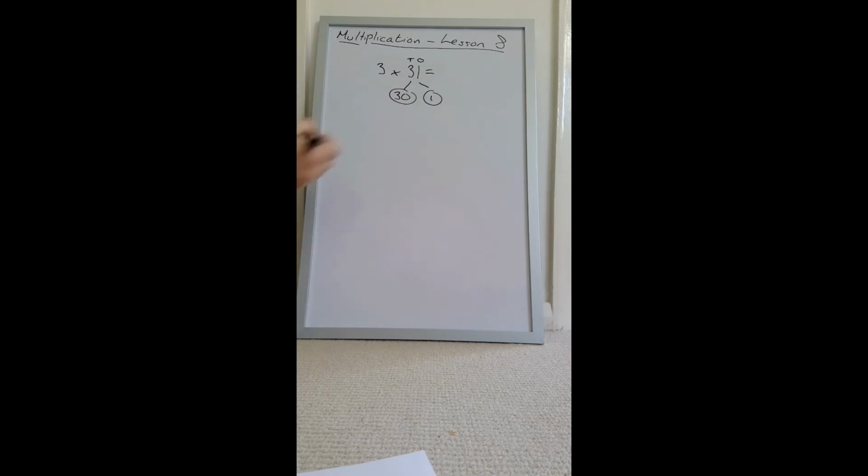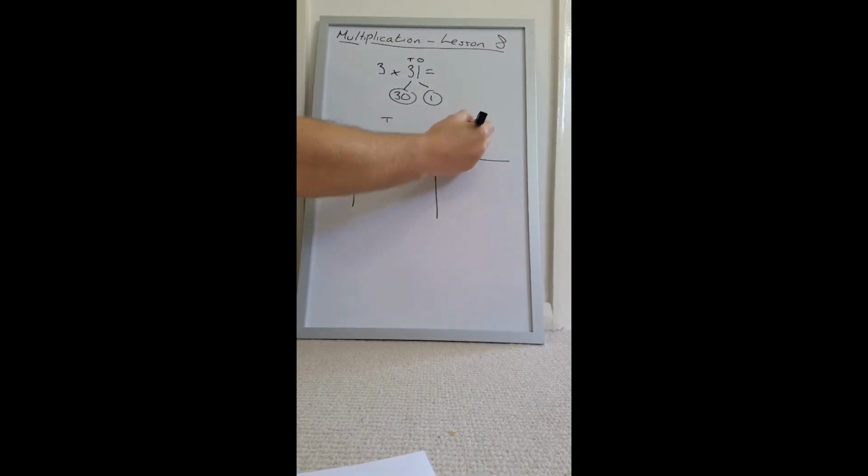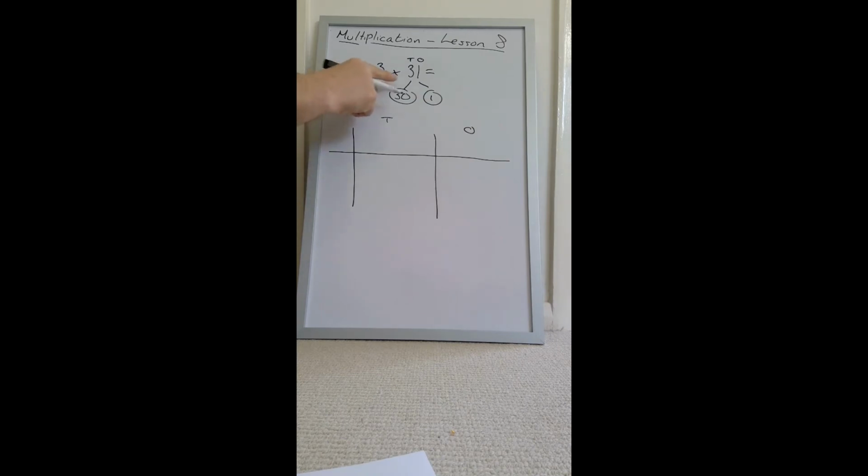Once again, we draw our arrays. In your books, you will use a ruler. We label tens and ones, and we write out our number sentence. So 3 times 30 for the tens, and 3 times 1 for the ones column. Now, because it's not 3 times 10 anymore, and it's a multiple of 10, we need to remember that we're going to have 3 columns of 30.